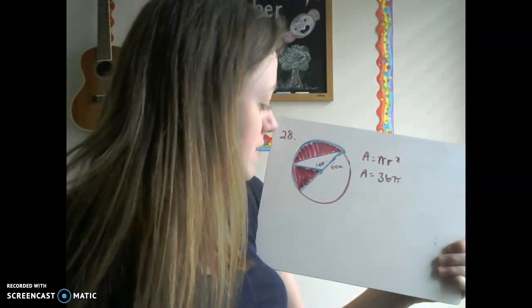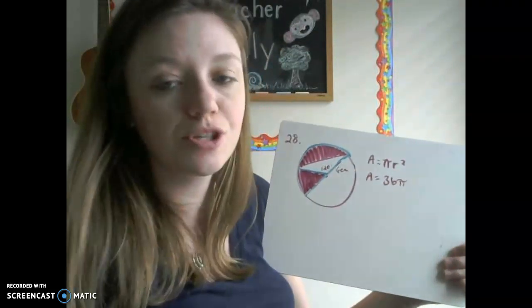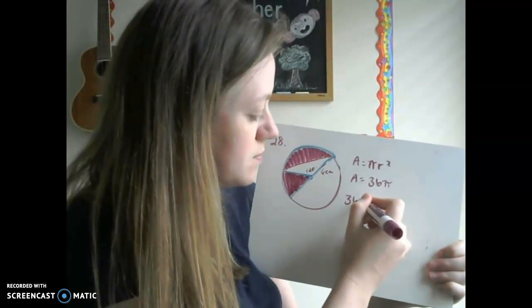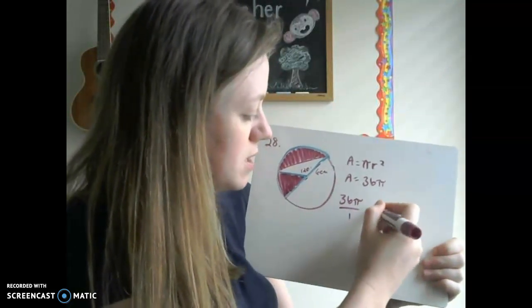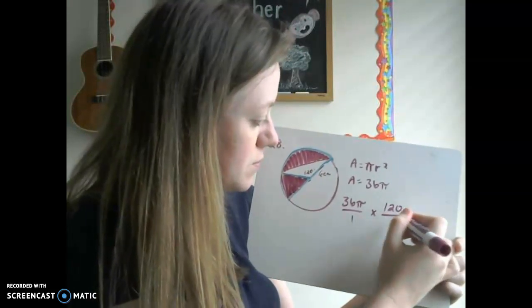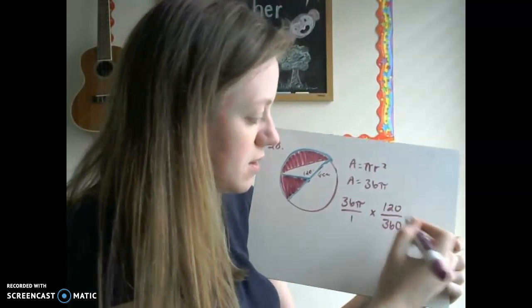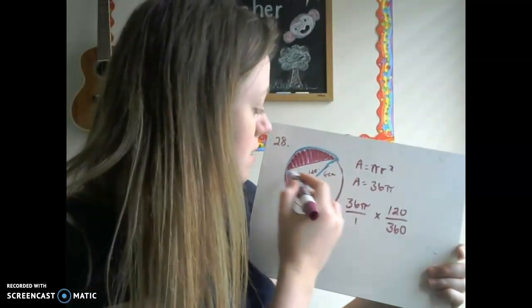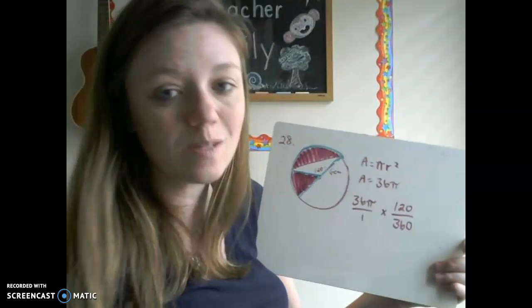Now we know that this little section is 120 degrees. So in order to find the area of this section, we need to take 36 pi, I'm going to put it over 1, times 120 over 360. This is the percent of the circle that we're dealing with when we find the area of this little pie piece. Okay?